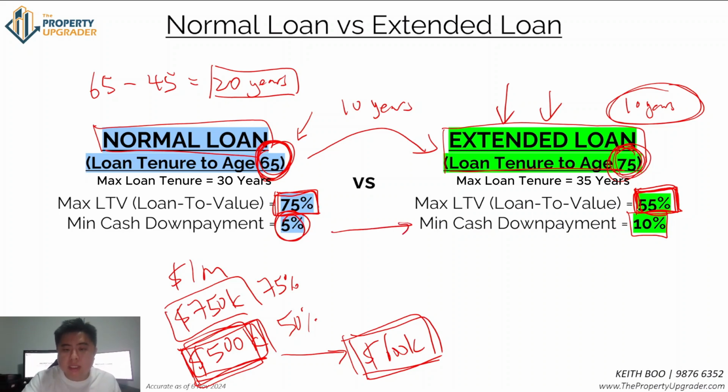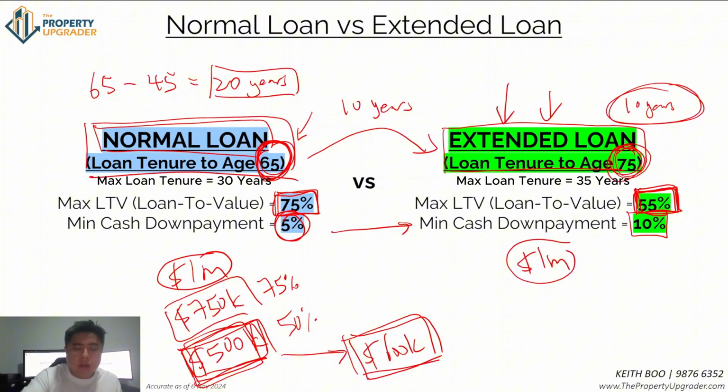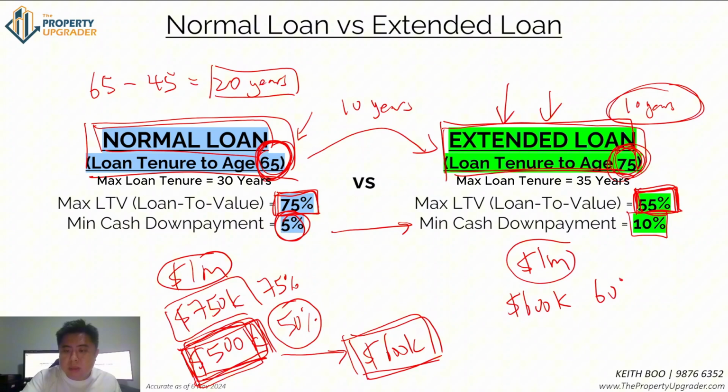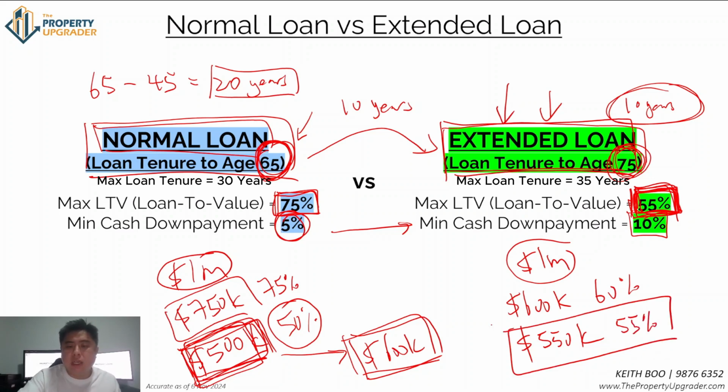Alright, so coming back to this example. Take for example, just now we were saying a same 1 million purchase. Based on the normal loan, and based on your age and income, you're only able to get 500,000, which is 50% of the purchase value. But by using an extended loan, now you're able to get a loan up to 600k, which is 60%. But because there is a cap of 55% over here, at the end of the day you will only be able to get 550,000 loan for this purchase under extended loan.